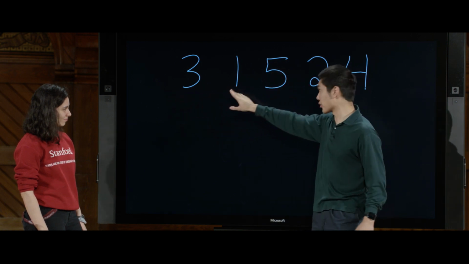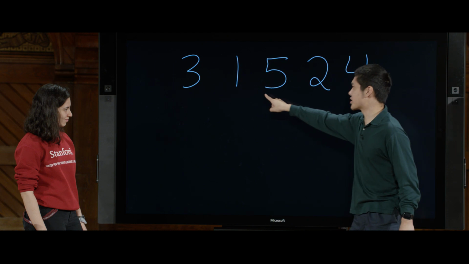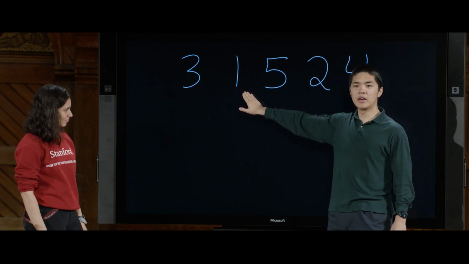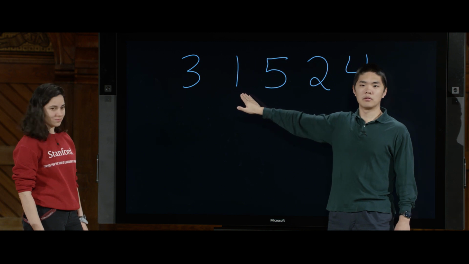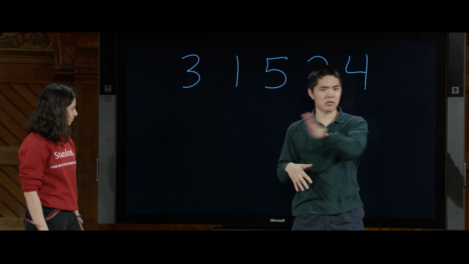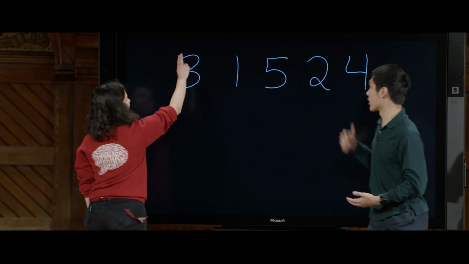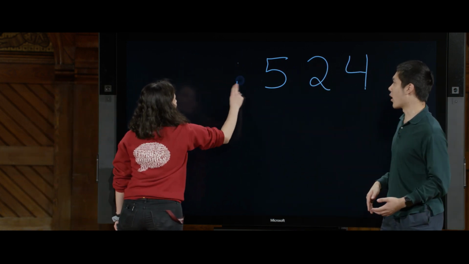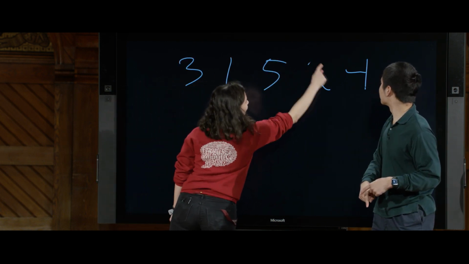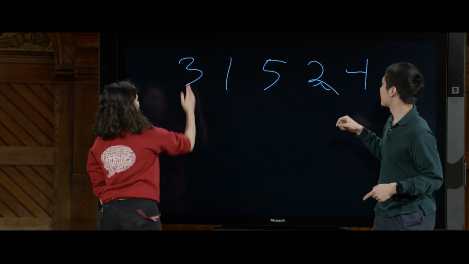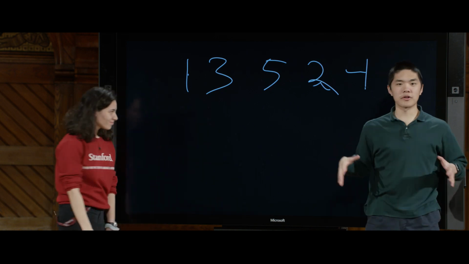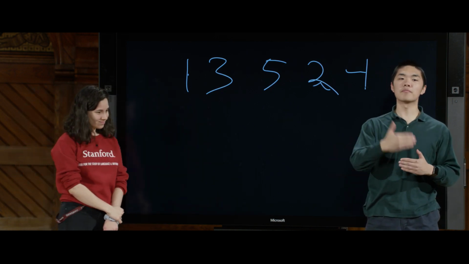1, okay, 1 is smaller than 3. This is the new smallest thing I found. Let me check. Is there anything smaller than 1 in 5, 2, 4? No. All right, so 1 was the smallest one. So where does 1 belong? On the far left, if we're sorting things from smallest to highest. And so the first step of sorting might be to take the 3 and the 1 and just swap their places. So it should be 1 and then 3. All right, 1, 3, 5, 2, 4. Still not sorted, but we've made some progress.